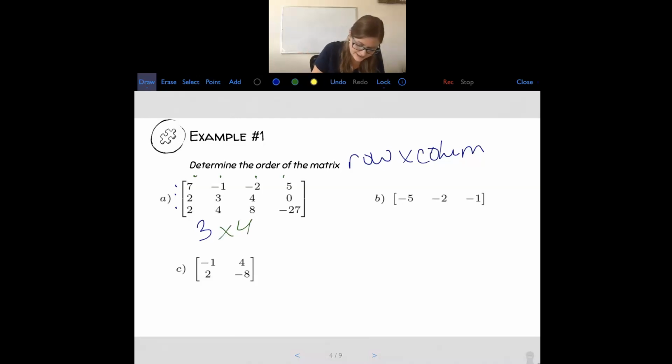Okay. In the second example, there's 1 row, and there are 1, 2, 3 columns. So this order is 1 by 3. And in the bottom, we have 2 rows by 2 columns. So this is 2 by 2. Okay, so when the number of rows match the number of columns, it's called a square matrix.